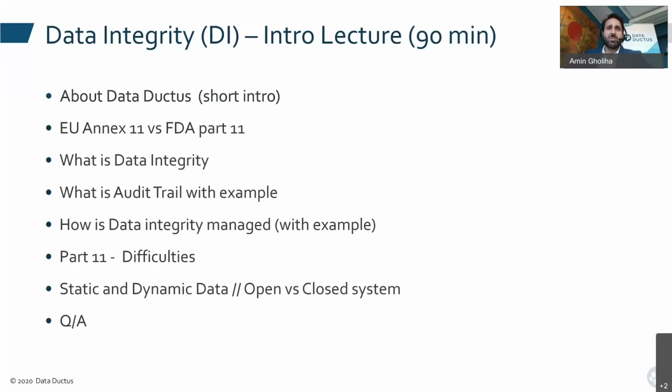And then we dive into practical things like audit trail with an example, and the tools and practices needed to do that. After that, we will also discuss how to manage data integrity in your company, what type of routines we need to have, and what type of quality processes need to be there to manage it in a proper way. And after that, we talk about difficulties with data integrity from a practical point of view. And finally, we will discuss some important topics like static and dynamic data and open versus closed system. And then we're going to take some questions and answers.